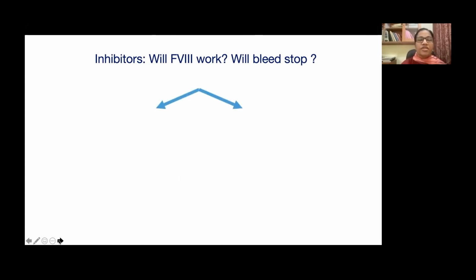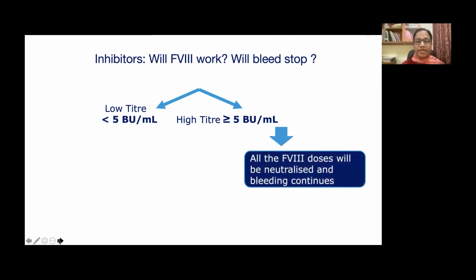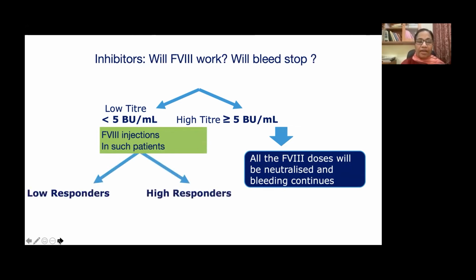And what is the fate of these inhibitors? Will the factor VIII we administer work in the presence of inhibitors? So less than 5 is low titer, and more than 5 is high titer. If we give factor VIII injections in such a patient with inhibitors, what will happen? And you should know that there are low responders and high responders.